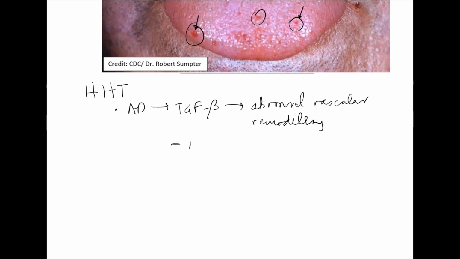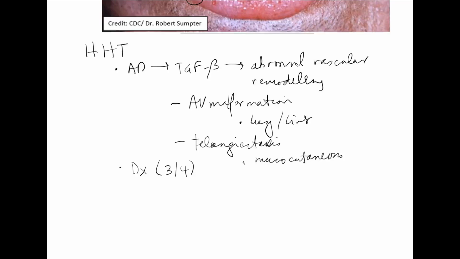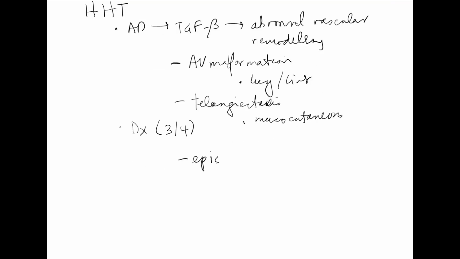There is the formation of AV malformations, and these are found in the lung and in the liver, and then the telangiectasias, and these are small, thin-walled vascular structures that are mucocutaneous. Diagnosis of this disease is established by finding 3 of 4 of the following findings. Epistaxis. This is due to the telangiectasias of the nose, and they're most commonly seen in childhood.